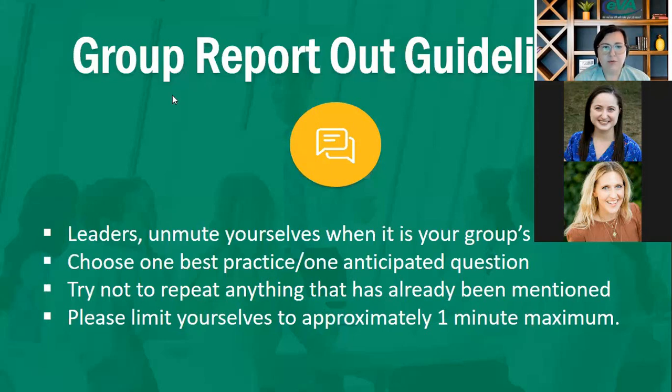So for the group report outs, before we get started, leaders, I'll just ask you to unmute yourselves when I get to your group, and then choose one best practice or one anticipated question that you talked about. Try your best not to repeat anything that's already been said. I know that can be tough. If you want to say, hey, we echo what group 4 or 5 said, that's fine, but try to limit yourselves to 1 minute. We do have a big group here, and I want to make sure that we get through all of your wonderful feedback. So without any further ado, let's do room 1.